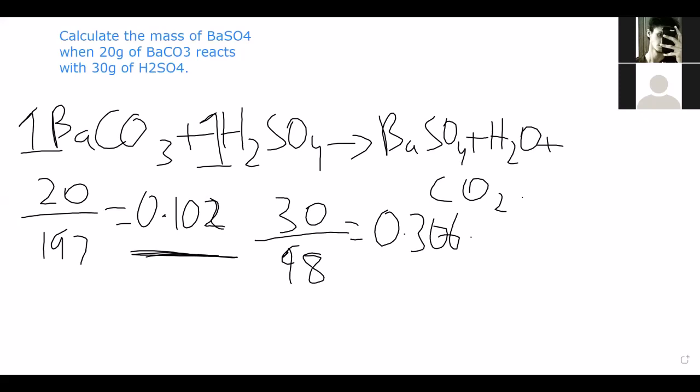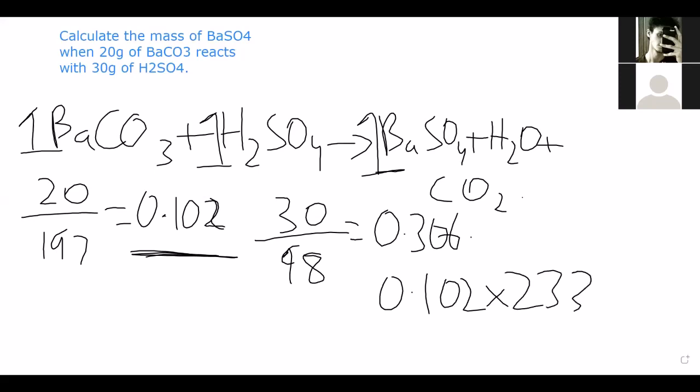So we'll again use the moles of the limiting reactant. The ratio of barium carbonate to barium sulfate is 1:1. So the moles of barium sulfate will be 0.102. To find the mass of barium sulfate, we'll multiply 0.102 by its MR. The MR of barium sulfate will be 233. So the mass is equals to 23.8 gram.